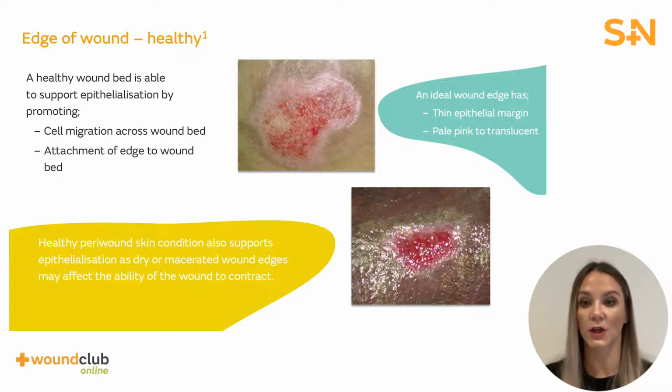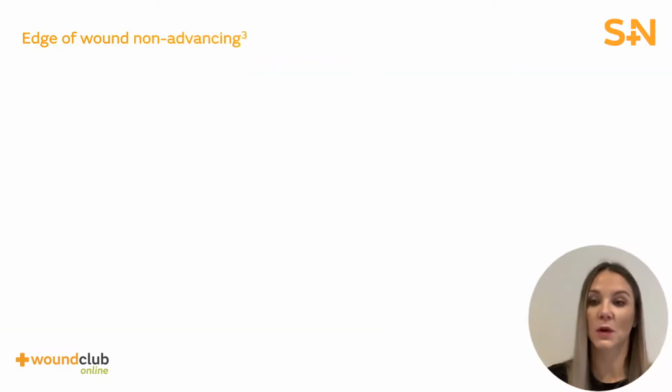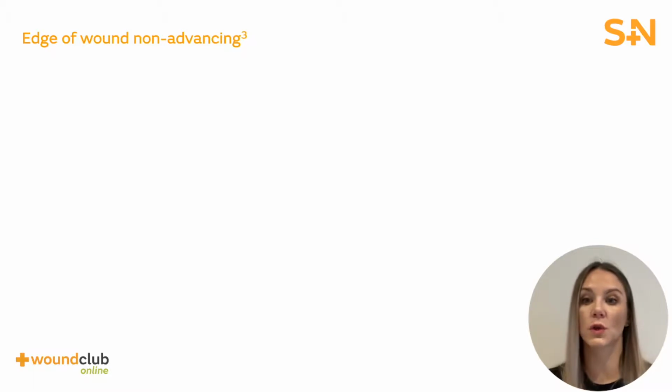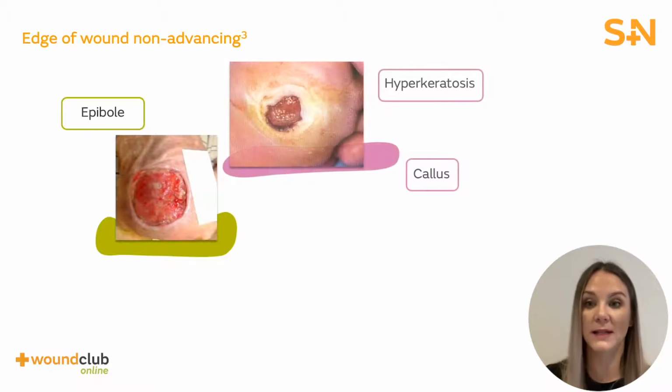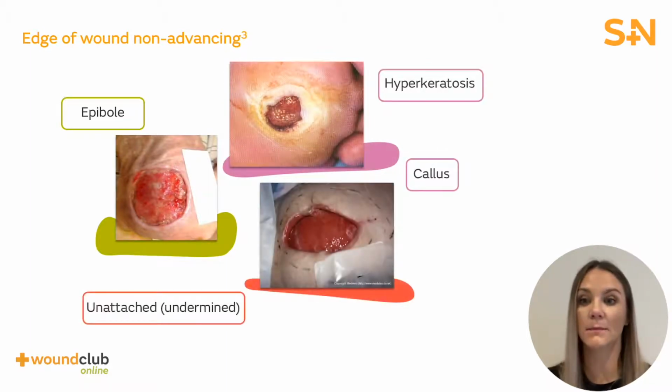Epithelialization needs cell migration over the wound bed so that it can then attach to the edge of the wound. Factors contributing to a non-advancing wound edge are the same as those which cause delayed wound healing in general and ultimately keep the wound in an inflammatory state. High levels of matrix metalloproteinases, MMPs, may prevent cells at the wound edge from responding to healing signals in the wound. Therefore, it is important to address T, I, and M of TIME.